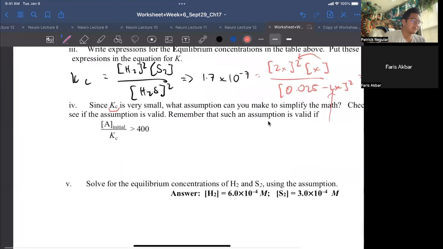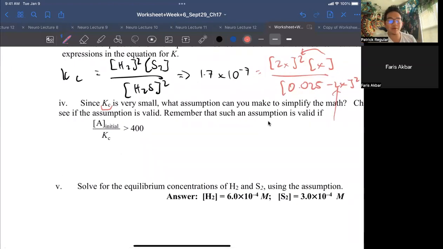What you can do is, if your KC is very small, that means your ratio of product to reactant is extremely small. You barely have any product. Just to visualize it for you, KC is 1.7 times 10 to the negative 7. That's how many moles of product you'll have per mole of reactant. Very small, extremely small. Okay.